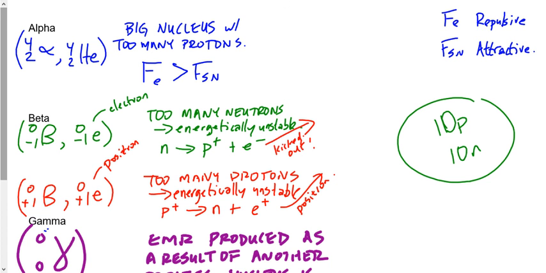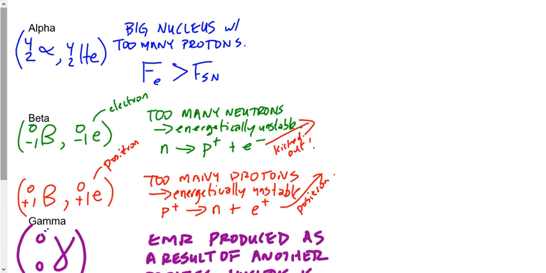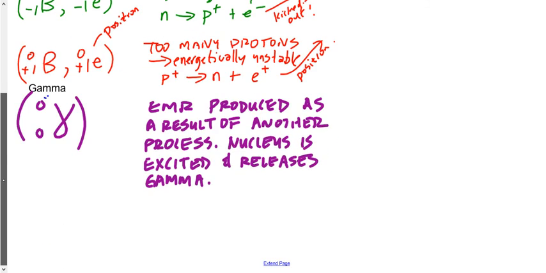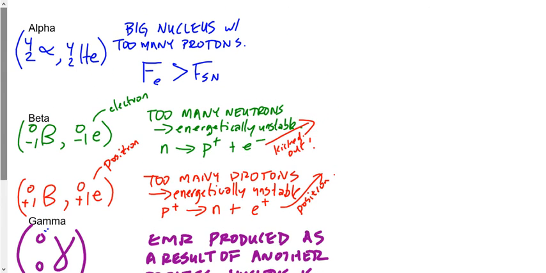Now, I'm going to create a couple more columns here on the right-hand side, and talk about a couple of properties of alpha, beta, and gamma decay. Those headings are going to be the ability to penetrate matter, or the penetrating power.